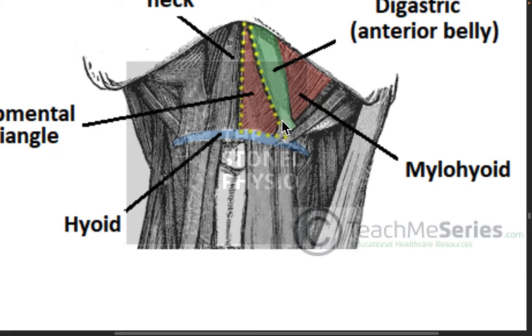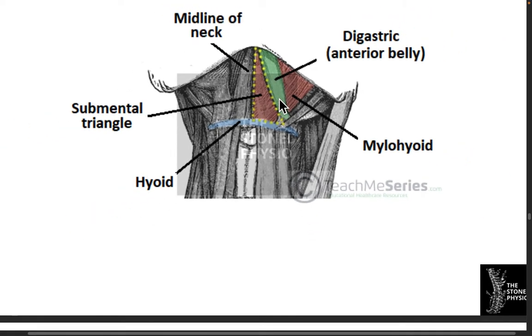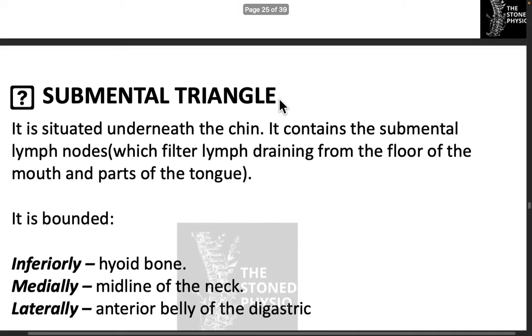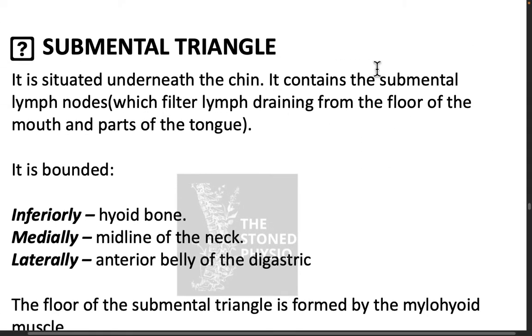Exactly. Yeah, by the anterior belly of the digastric, or you can say the medial border of the anterior belly of the digastric, and this is the posterior belly here, right? And this is the anterior belly. Okay, so this is the submental triangle. Okay? Now we know the boundaries of the submental triangle, and here we can see we have got certain submental lymph nodes.